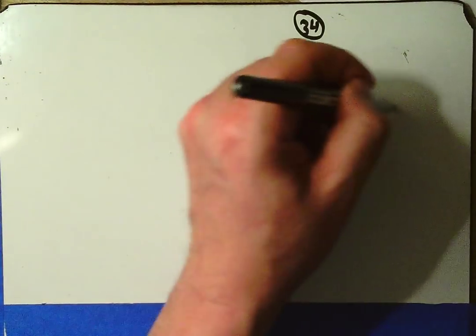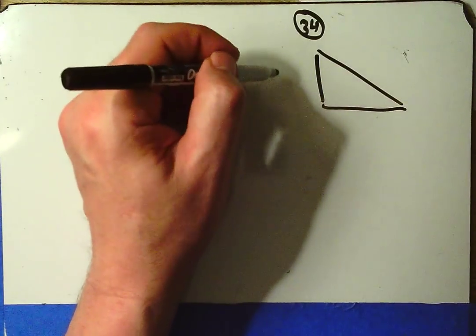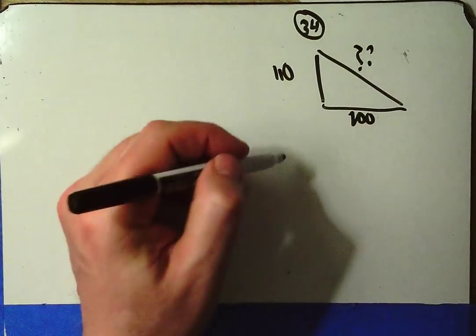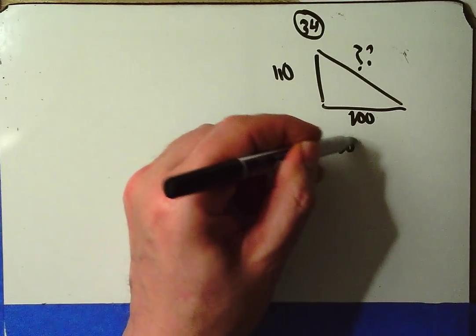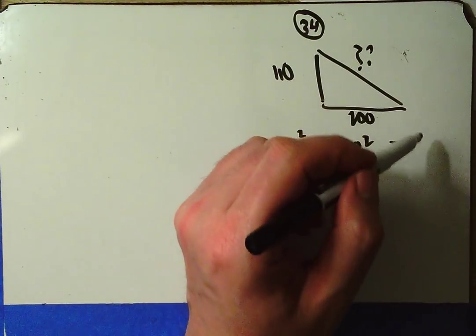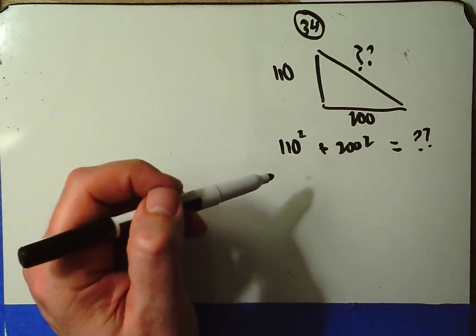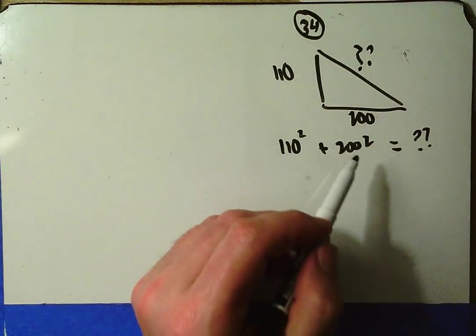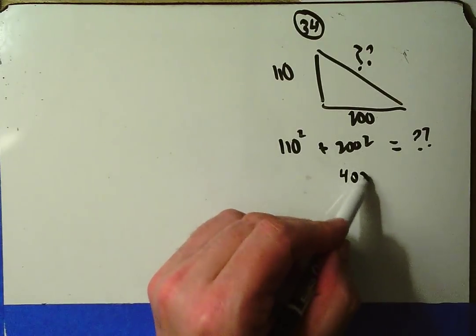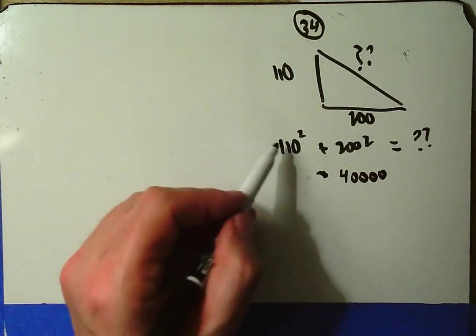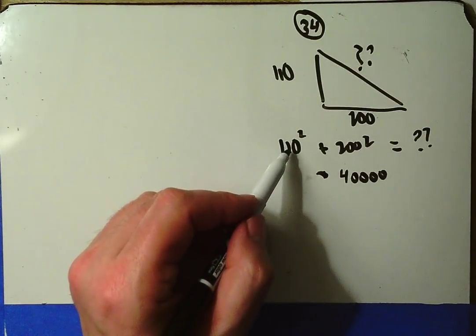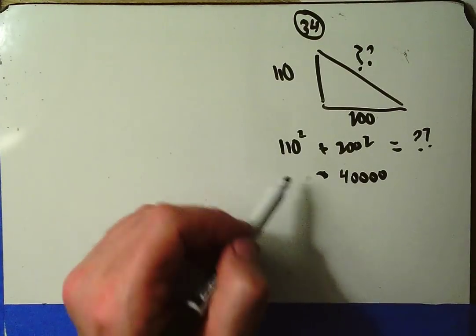Well, you know, this sounds a lot like a Pythagorean theorem question. So 110 squared plus 200 squared equals our distance. If I take out my calculator, well, this is 40,000, and this is 10,000 and some more. So I want more than 40,000.